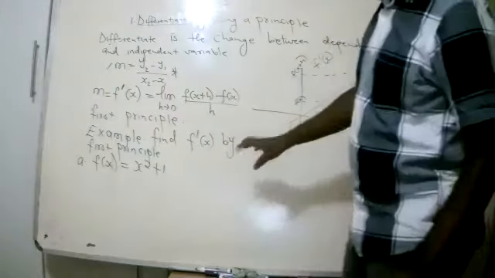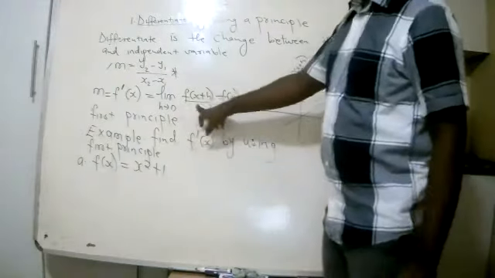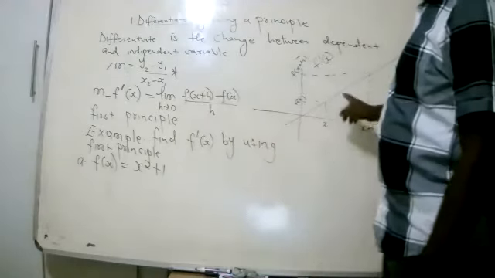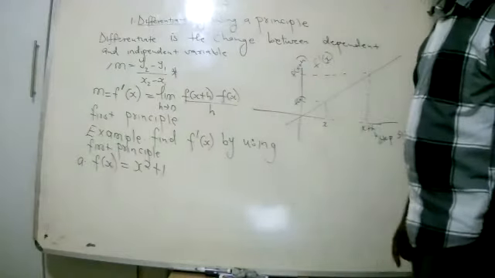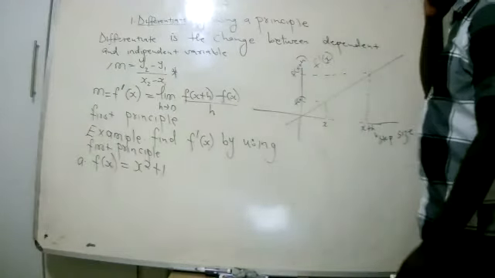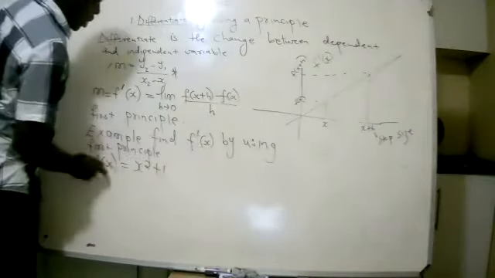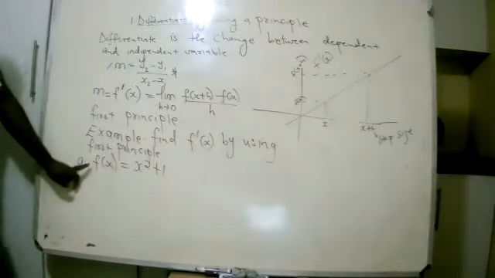Just keep in mind that by using this method, you can find a gradient for different functions. It's the same as average gradient. If you remember, it's the same as average gradient. So let's find the gradient, or the f prime x, by using the first principle in this case.